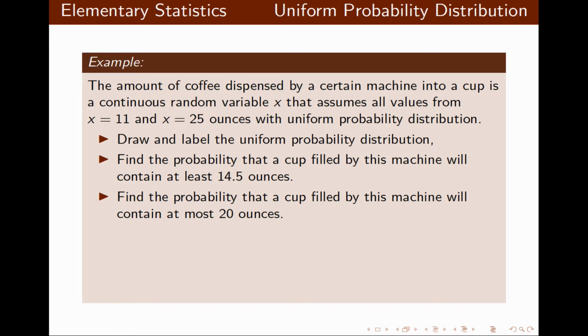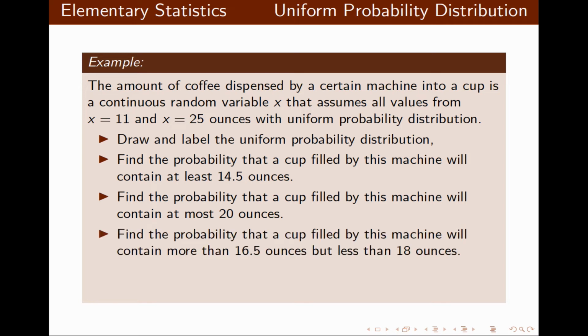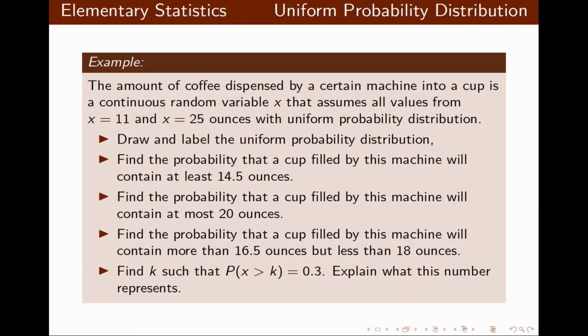And we also want to find the probability that the cup filled by this machine will contain at most 20 ounces. And finally, we want to find the probability that the cup filled by this machine will contain more than 16.5 ounces, but less than 18 ounces. And finally, we want to find K such that the probability that X is greater than K is equal to 0.3. And we want to explain what this number represents.